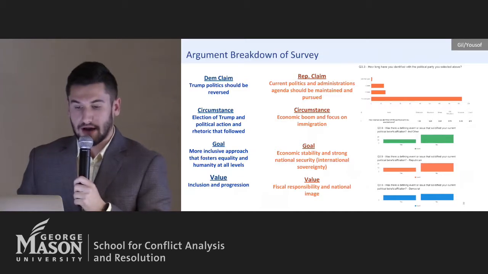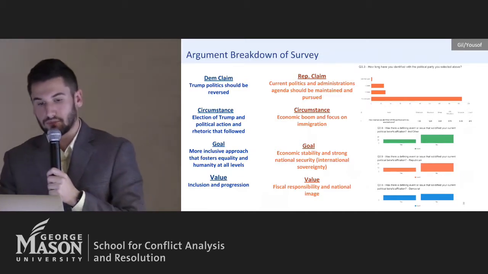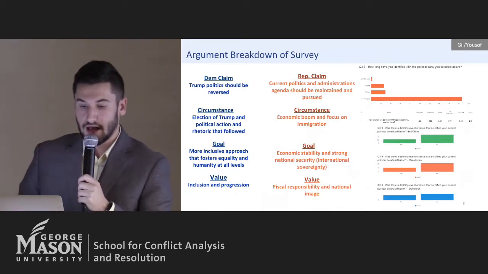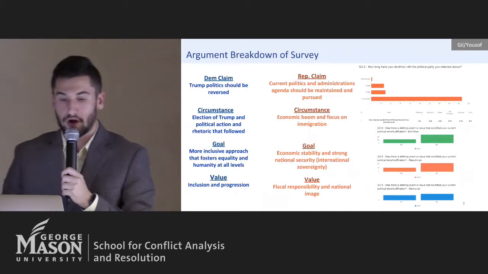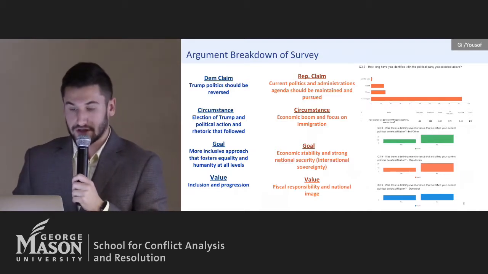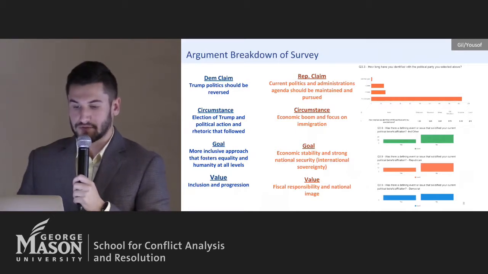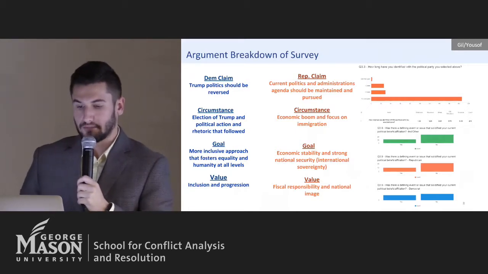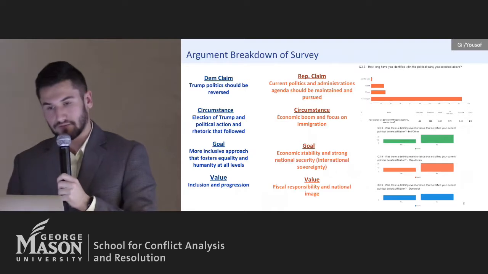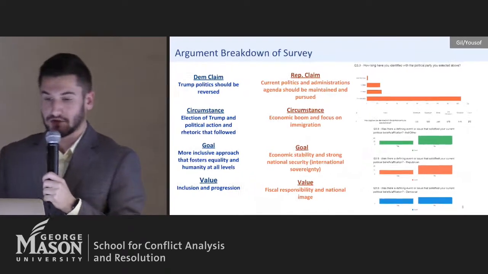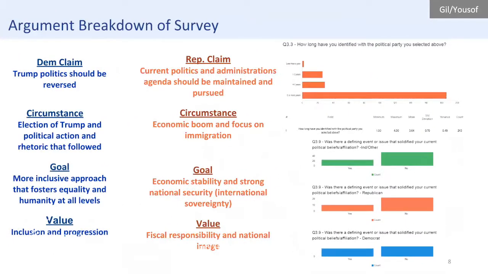The goal for the Democrats is a more inclusive approach that fosters equality and humanity at all levels, and they feel that has been rejected by the Trump administration. So the value going forward is they want inclusion and progression. They'd like things such as climate change to be pushed forward, which the Trump administration has obviously regressed.